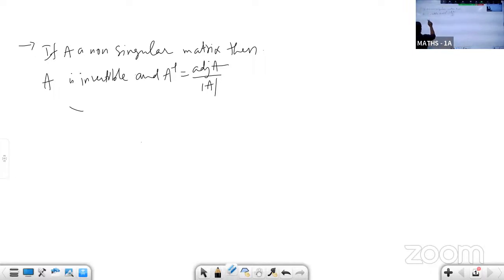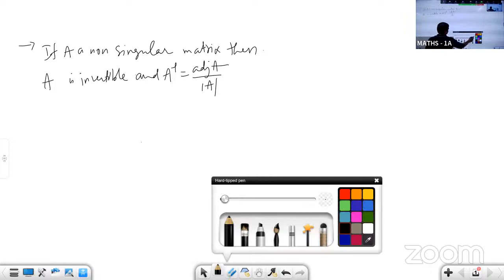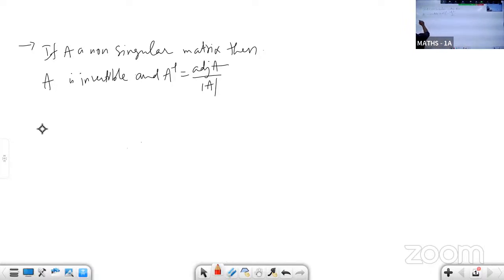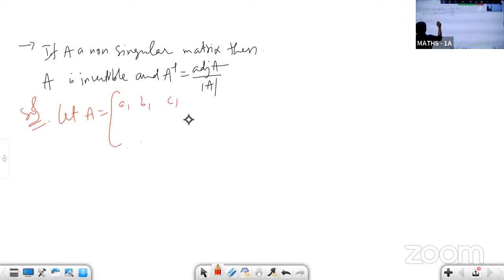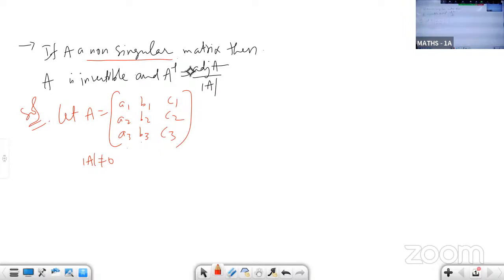Okay. Now let us see here. Solution. So let A, I am going to take it as a 3 by 3 matrix: a1, b1, c1, a2, b2, c2, a3, b3, c3. This is your A. For this A, I am going to consider an adjoint, and here determinant of A is not equal to 0 because he said non-singular matrix. Non-singular matrix means the determinant A is not equal to 0. So det A not equal to 0.